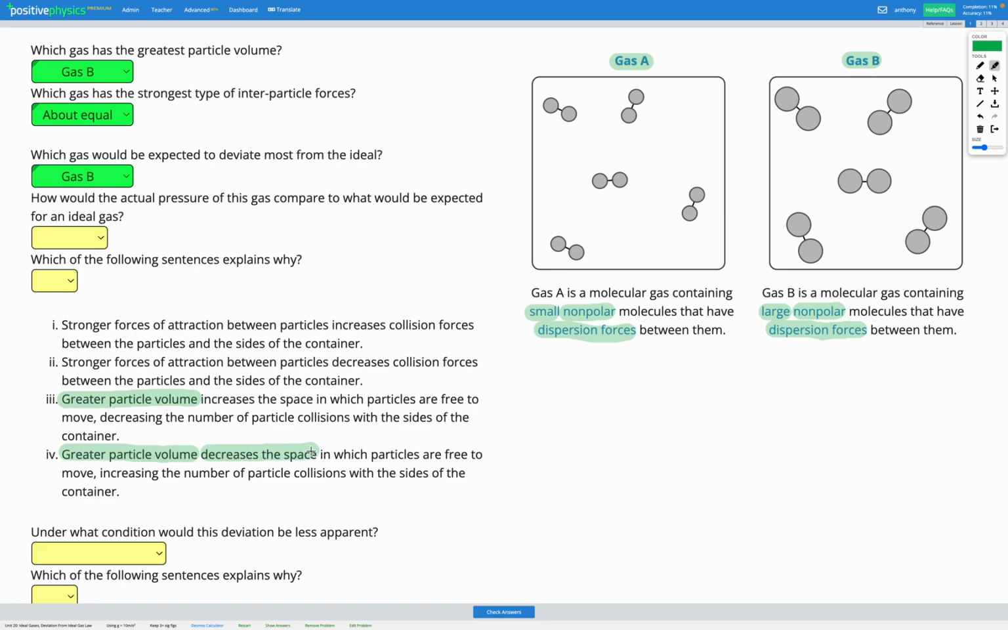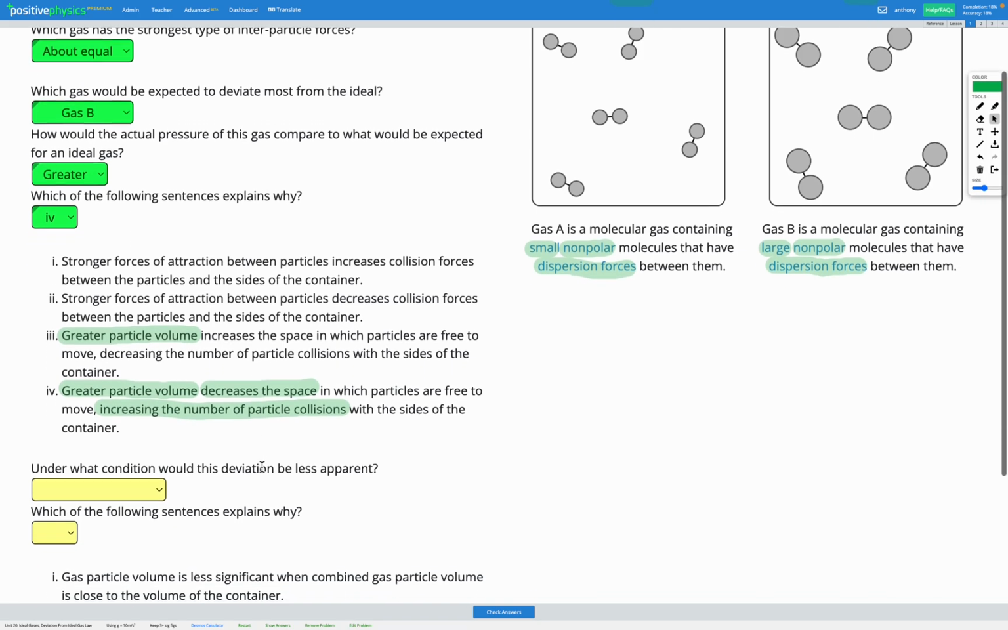Greater particle volume decreases the space in which particles are free to move, increasing the number of particle collisions with the sides of the container. Because there's literally less space for them to move around in, they're going to collide with the sides more often. So option 4 is our description of why we have a change in pressure. Finally, we need to add in what the change in pressure would be. Well, if we have an increase in the number of particle collisions, that's going to be an increase in the pressure, because pressure is to do with the number and force of the collisions over the area of our container walls. Higher number of collisions means higher pressure. So we're going to have a greater pressure for gas B.